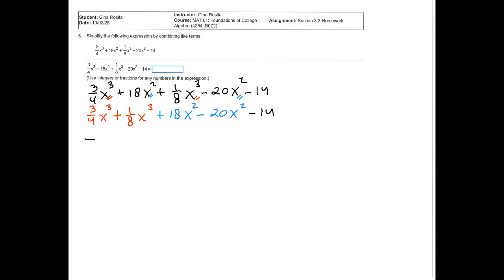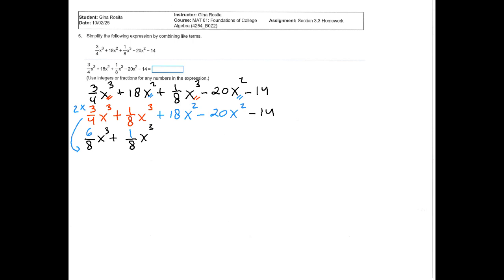Okay, so 4 going to 8 is how many times? 2. So 2 times 3 is 6. 1, this is the same, yeah? Already done. So 2 times 3 is 6. 1, this is the same, yeah? The denominator is already 8.